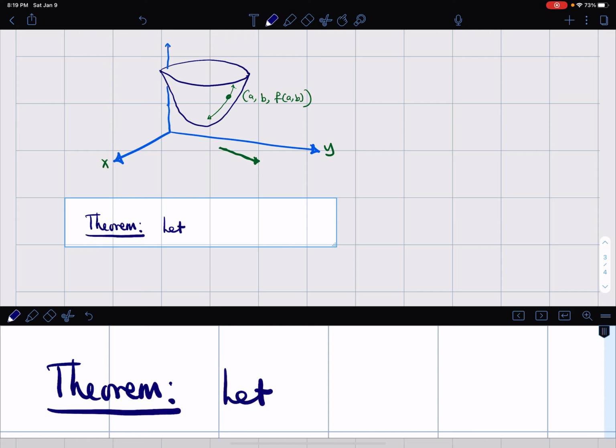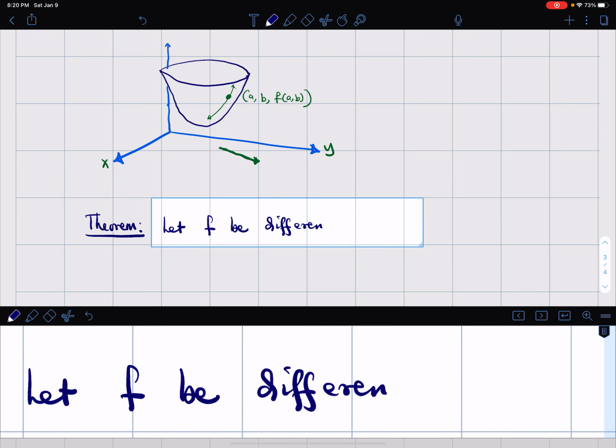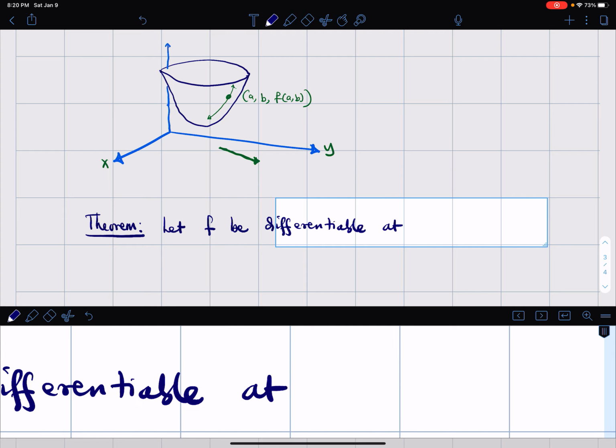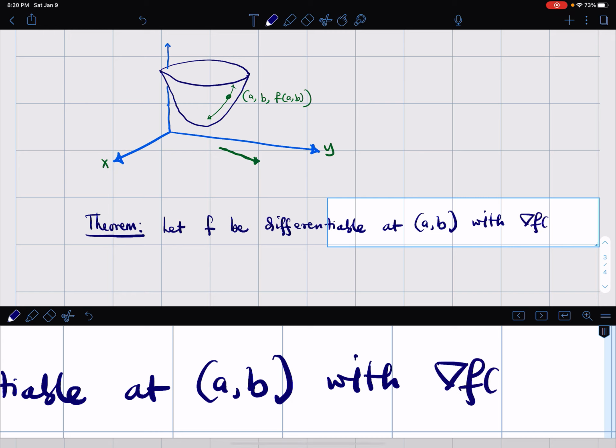All right. Let f be differentiable. Differentiability is very, very important. That just means we can find the derivative. The derivative is not undefined, or there is no kink or squeeze at that point. So it's differentiable at the point (a, b) with the gradient at (a, b) not equal to the zero vector.